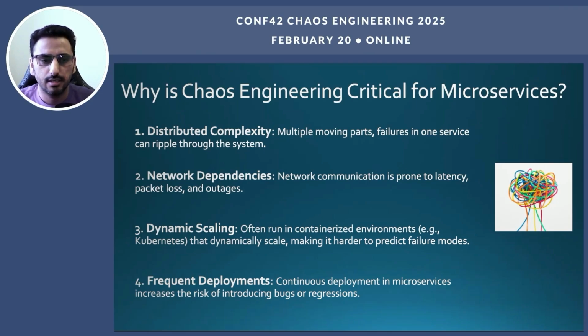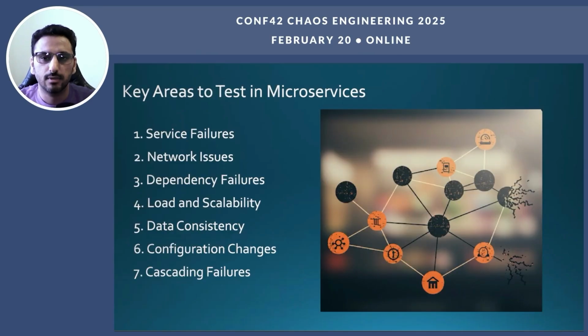The next is frequent deployments. There is continuous deployment in microservices. For instance, microservice 1 is getting deployed every day, microservice 2 is getting deployed every week, and that increases the risk of introducing bugs or regressions. With proper chaos engineering, we can make sure that if there is any failure in the system, it doesn't take the whole system down with it.